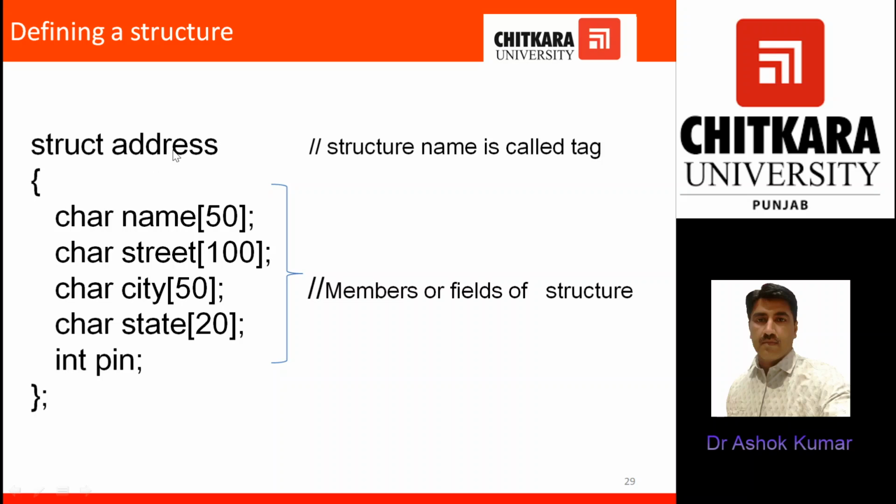For example, in case of an address, the attributes are name of the person, street, city, state, pin code. So you can define those members, which are the attributes of the structure, inside the braces. These are called structure members or fields of the structure. At the end of the structure definition, we put a semicolon that indicates the end of the structure. So I repeat, when you define the structure, first you write the keyword struct, then the structure name. After that, within the braces, the members of the structure, and after the right brace we put the semicolon. So this is how we define the structure.